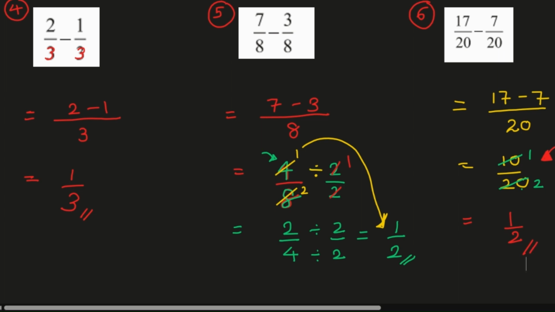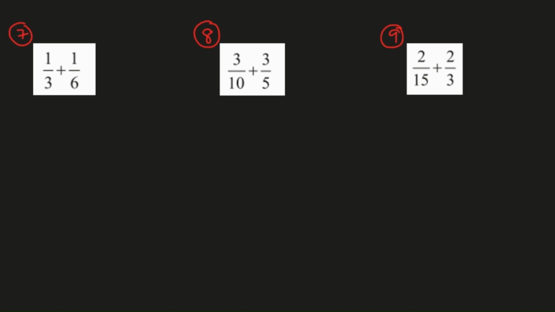Right, great. What about the seventh one? Seventh question. Here, now you can see the two denominators of this question are different, right? One is 3 and one is 6. In that case, you need to find the LCM of 3 and 6. But instead of finding the LCM, you could have simply understood that 3 can be easily converted into 6 by multiplying it by 2, right?